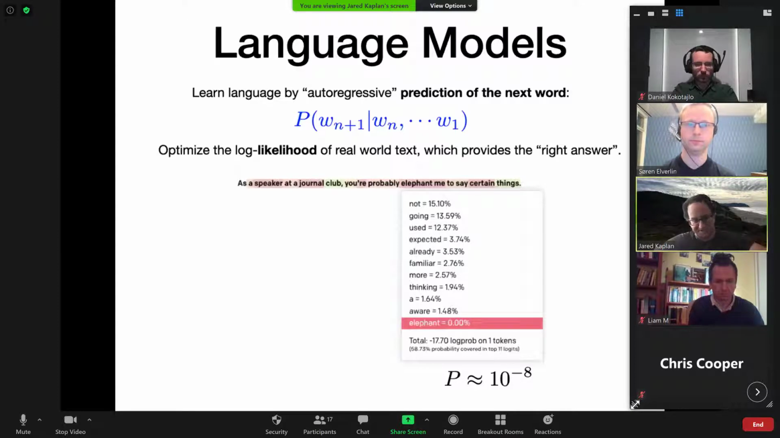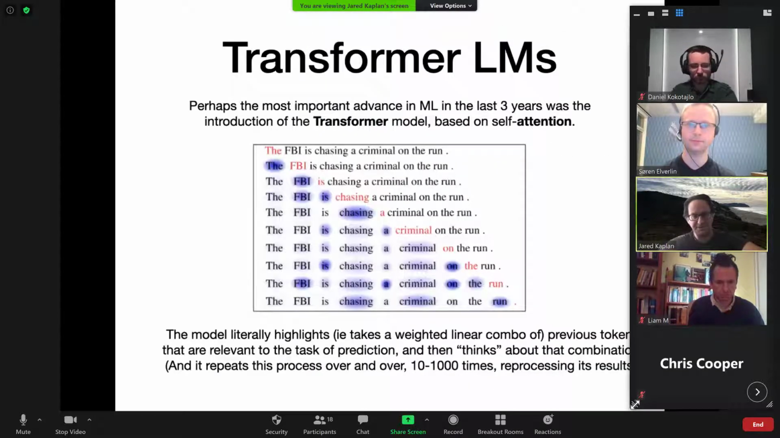And so here's an example, like as a speaker at a journal club, you're probably elephant me to say certain things. And when I say elephant, as a human, we notice that was a weird word to insert in that sentence. And the GPT-3 model also thinks that it was a weird thing to say given the preamble. And so all we're doing is optimizing these log likelihoods.